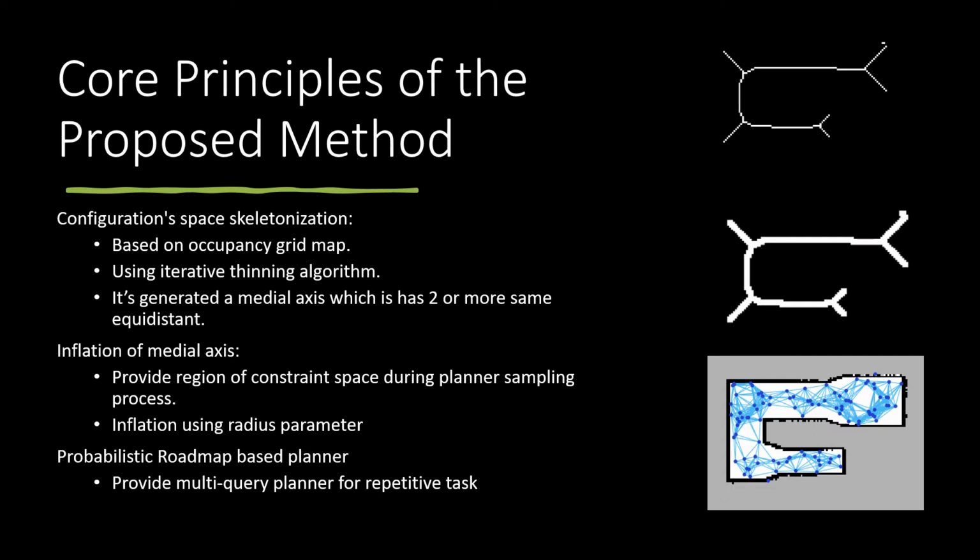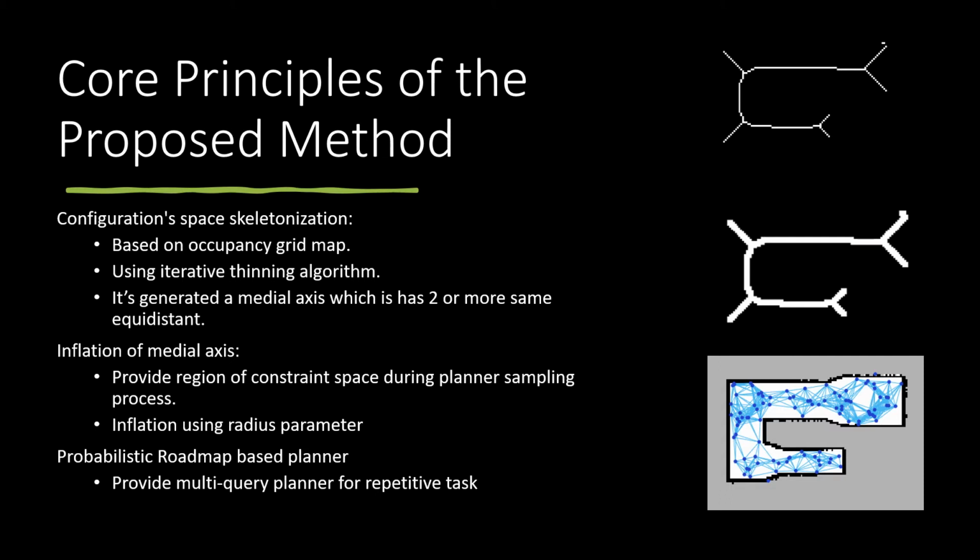For the configuration space skeletonization, we use a map based on the occupancy grid map. Occupancy grid map is a well-known map type used for navigation. Second, we are using the iterative thinning algorithm to generate the medial axis. The generated medial axis has two or more equidistant points toward the obstacle.